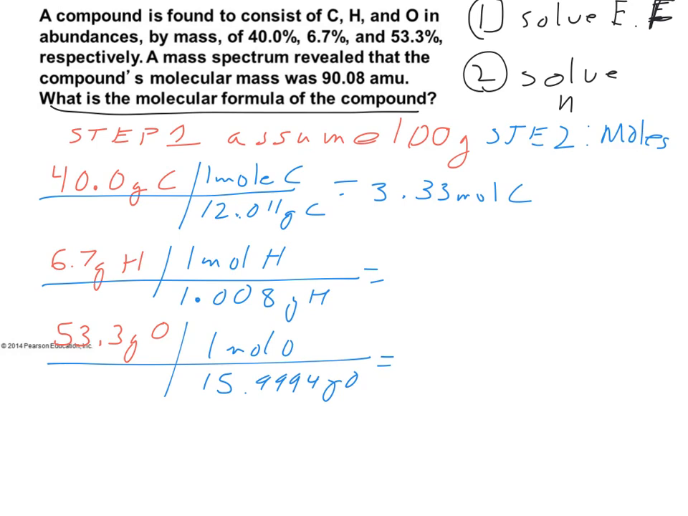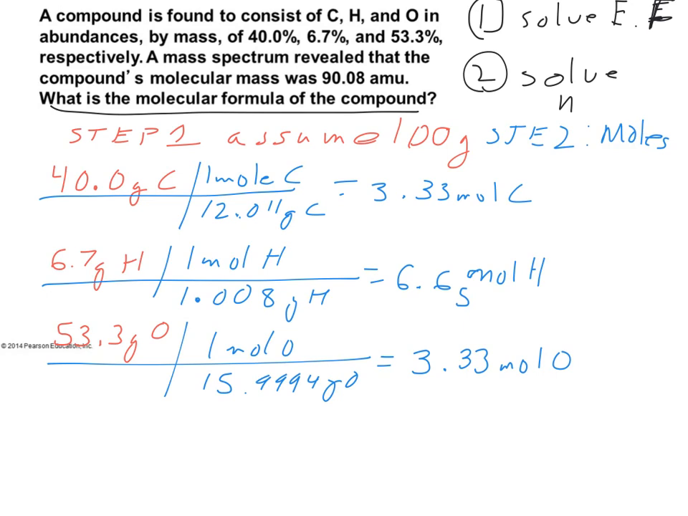Then 6.7 divided by 1.008 is 6.65 moles of hydrogen, and then 53.3 divided by 15.9994 grams of oxygen says 3.33 moles of oxygen.